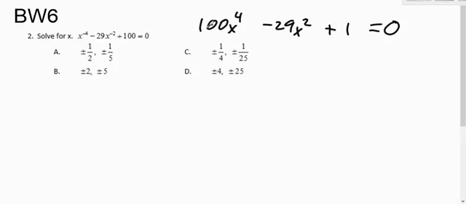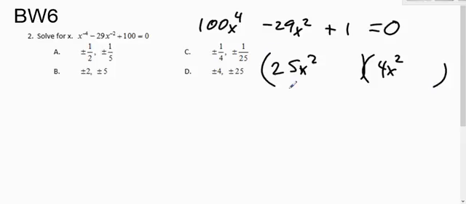Then you factor. So you have to find two numbers that are going to multiply to be 100 and add to be negative 29. So in this case, it's going to be a 25 and a 4, x squared in the front of your parentheses when you factor this. And multiply to be positive 1, they have to either be negative 1 and negative 1, or positive 1 and positive 1. And to get a negative in the middle, they're both going to have to be negative. So that's negative 25 and negative 4, which gets you negative 29 for your middle term.